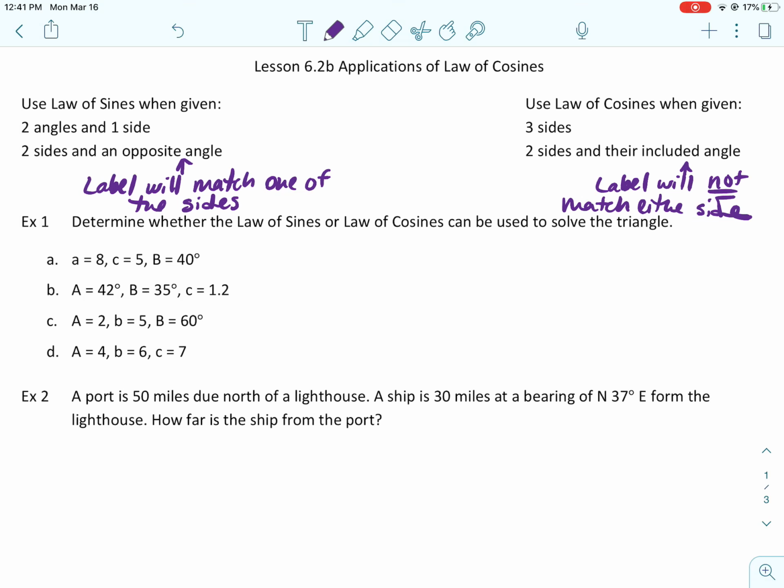Okay, so in our first example, we're just going to determine whether law of sines or law of cosines can be used to solve the triangle. All right, so on the first one, it looks like we're given two sides and an angle. So that could be either one. So we have to look and see if that angle label matches either of the sides, and it does not. So that's going to be law of cosines.